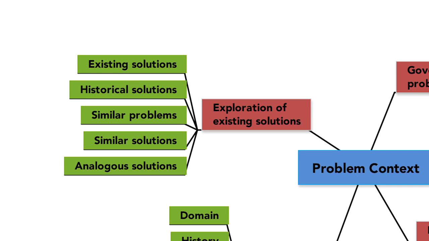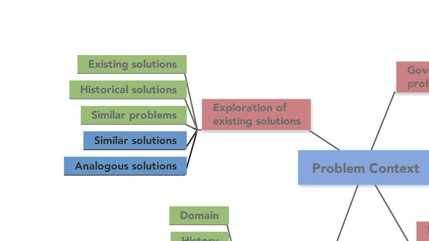The next category of information that you need to collect in order to complete your design context review has to do with existing solutions. So for your water bottle design project, you need to understand some things about existing solutions and historical solutions. You also need to explore similar problems, similar and analogous solutions.